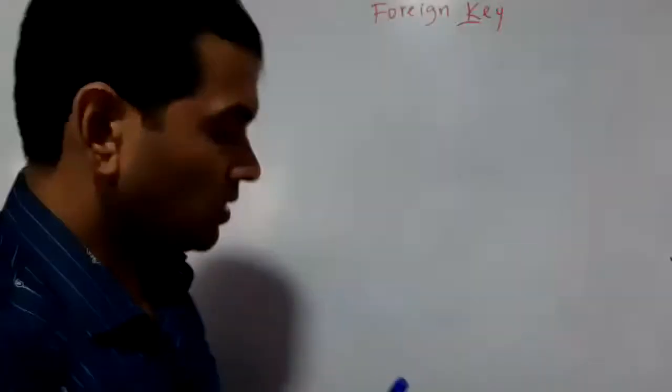If a field in one table is set as primary key in another table, then it is called a foreign key. I repeat it. If a field in one table is set as primary key in another table, then it is called a foreign key. Okay, have a look at the example.